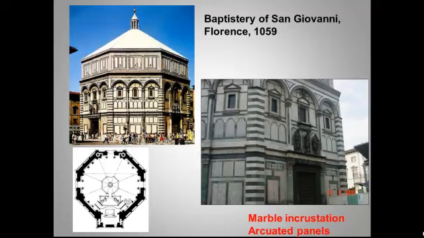So what is an arcuated panel? It's simpler than it sounds. It just means an arch shaped. In this case, the marble incrustation comes in the form of an arch.